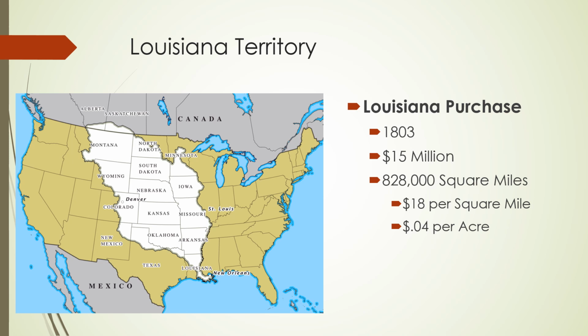So this is 828,000 square miles for $15 million. That comes to about $18 per square mile, or 4 cents an acre. So this is, for one, a remarkable deal. But if you look at the map, the white there represents Louisiana, and everything to the right or to the east of that would have been the United States. So this purchase roughly doubles the size of the United States. So Jefferson doubled the size of the United States.